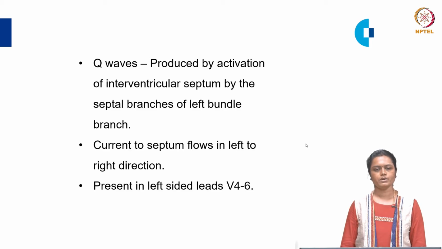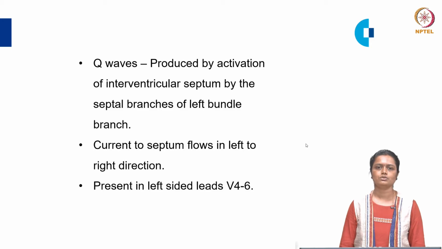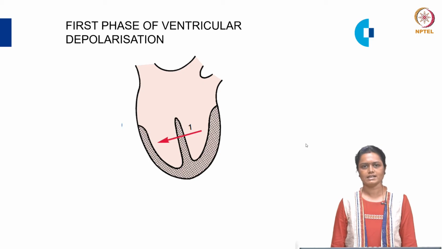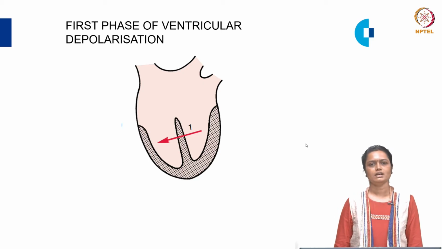So, Q waves are produced by the activation of the interventricular septum, which is supplied by the septal branches of the left bundle branch. The current to this septum flows from left to right. Normally, Q waves are absent in many leads and are present in the left-sided leads V4 to V6. The morphology of QRS complexes, as I said, varies in all lead systems.